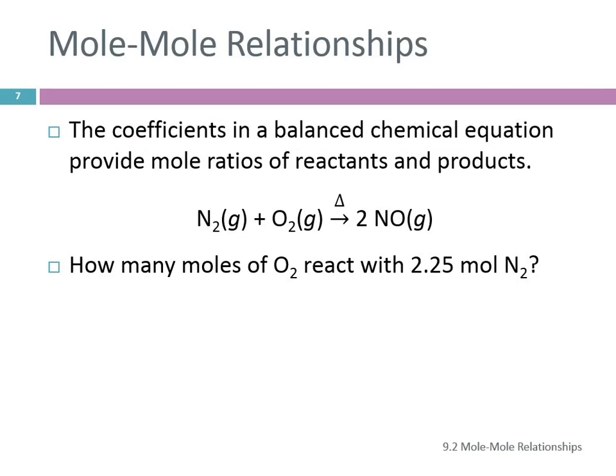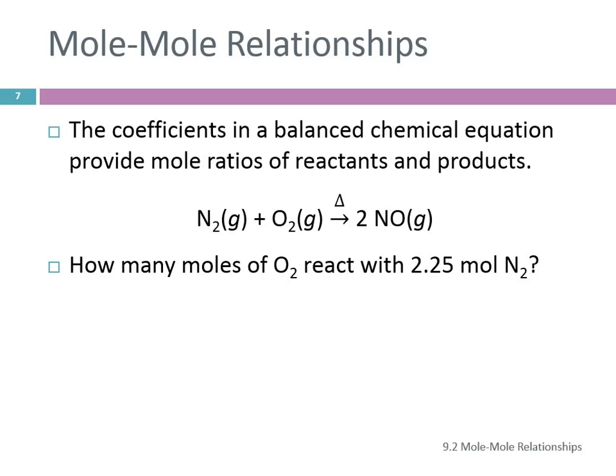So the coefficients in a balanced chemical equation provide us mole ratios of the reactants and products. So here we're with nitrogen and oxygen again, but this is a slightly different reaction. In terms of moles, this says 1 mole of nitrogen reacts with 1 mole of oxygen to make 2 moles of NO, right? So we can answer questions like this. How many moles of oxygen would react with 2.25 moles of nitrogen?